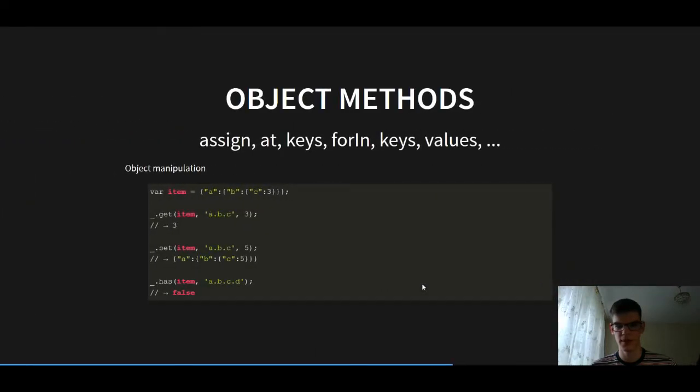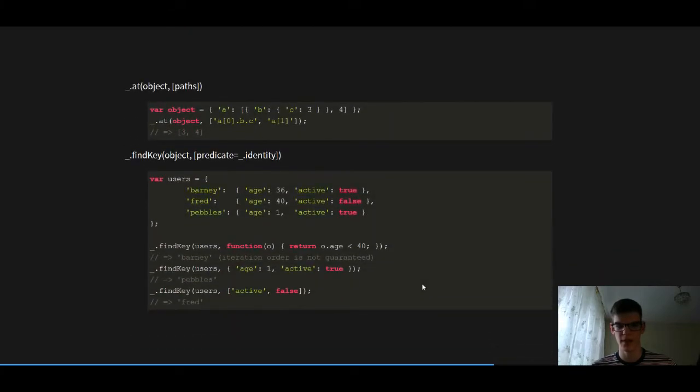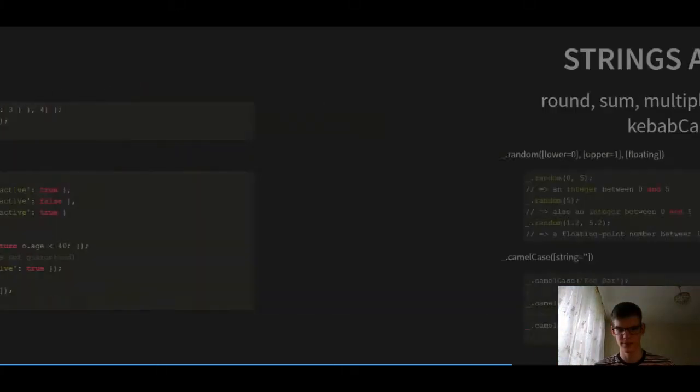There are also some object methods. We can perform object manipulation with get and set functions, which speak for themselves. And we can check if an object has some property with the has function. The at method creates an array of values corresponding to paths of the object. The findKey method returns the key of the matched element, else undefined.